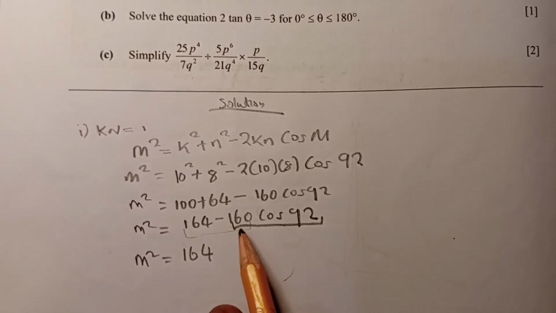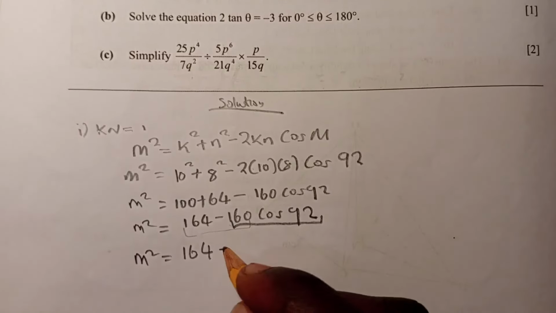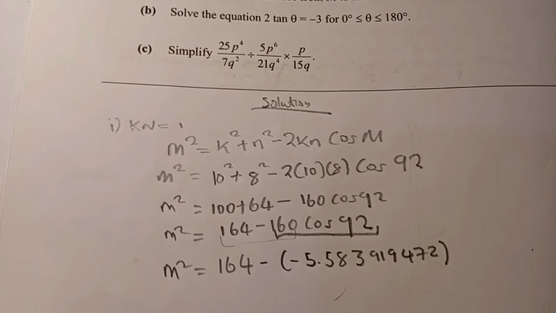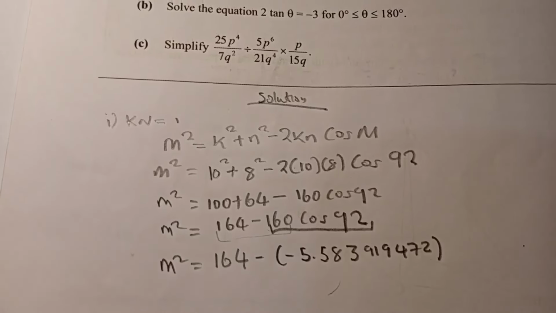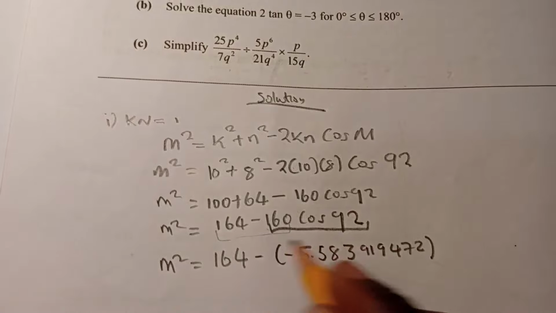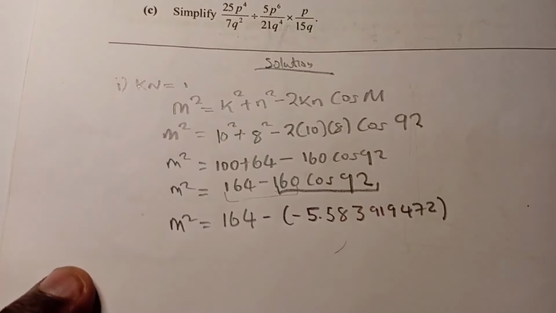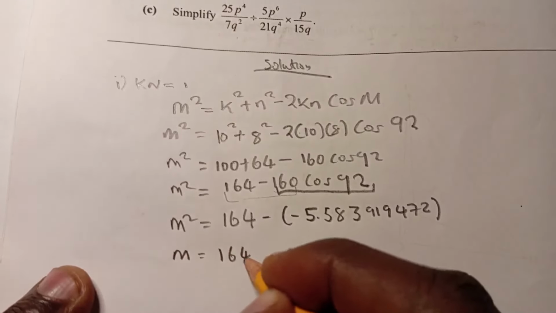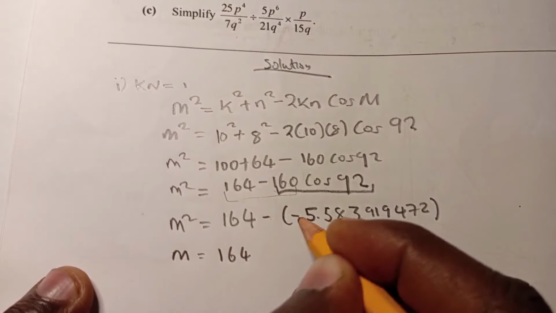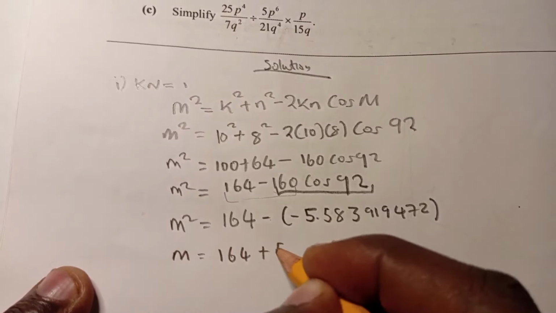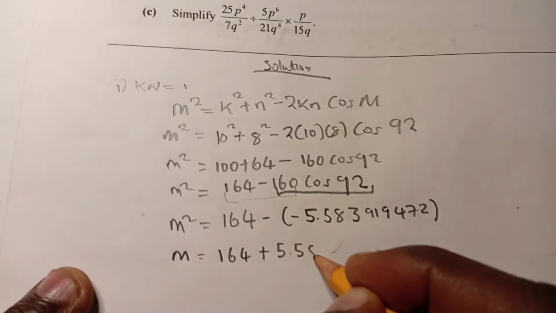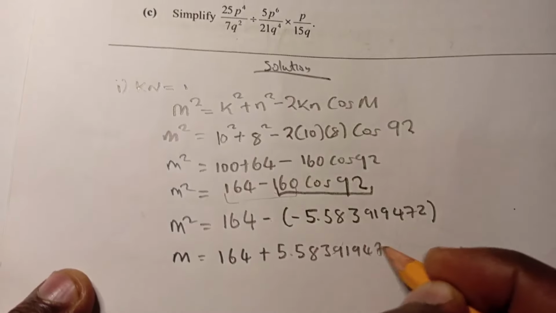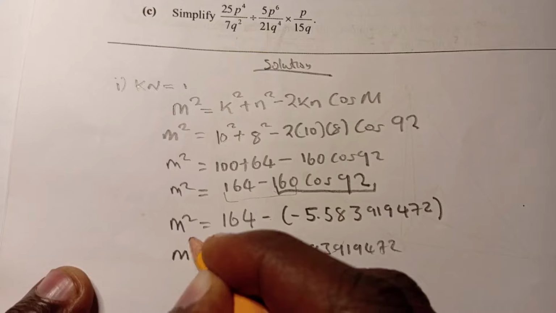So in your calculator, you just press 164 cos 92. This has given us negative 5.5, and then it goes on and on. Just performing this on our calculator. So m squared is equal to 164, negative negative, that turns to plus 5.583919472. So we just add this.